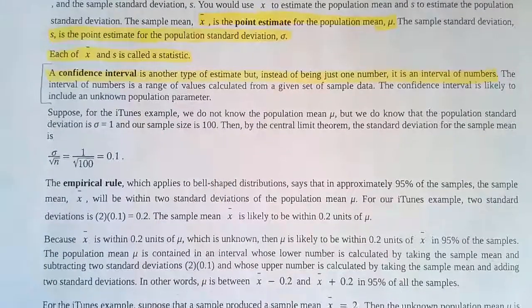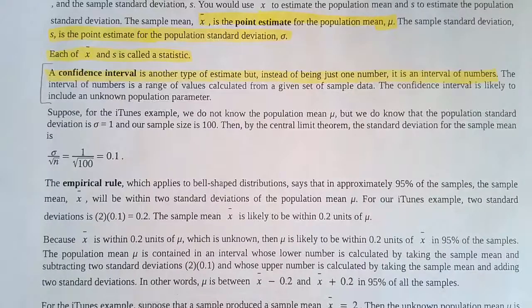A confidence interval is another type of estimate, but instead of being just one number, it's an interval of numbers. The interval is a range of values that are calculated from a given set of sample data. The confidence interval is likely to include an unknown population parameter. All right, so with the confidence interval, we're still doing an estimate, but it's going to help us estimate where the mean or a proportion might lie.